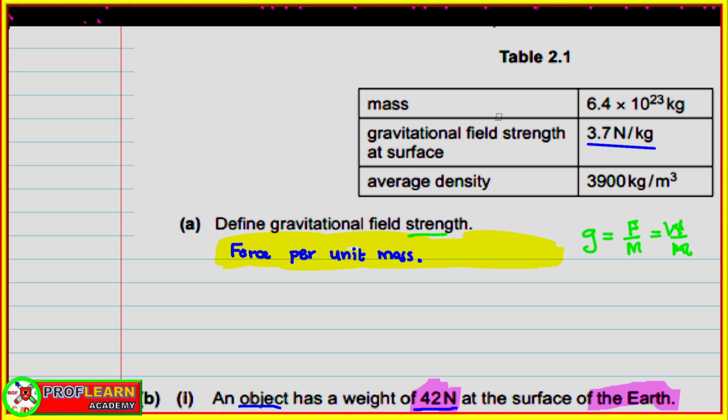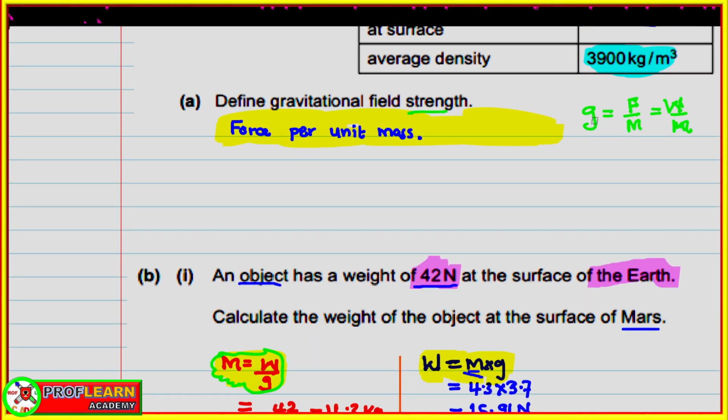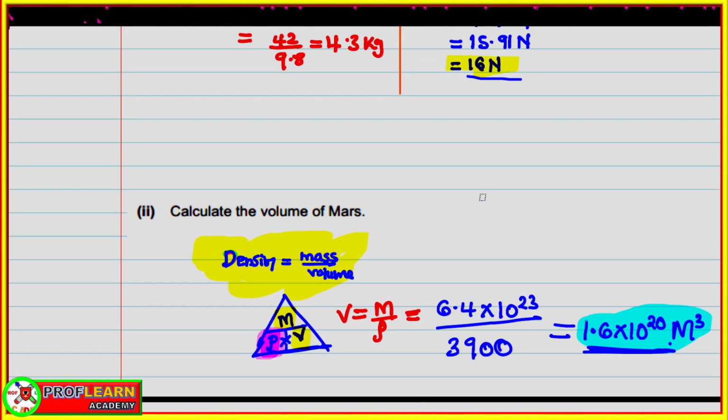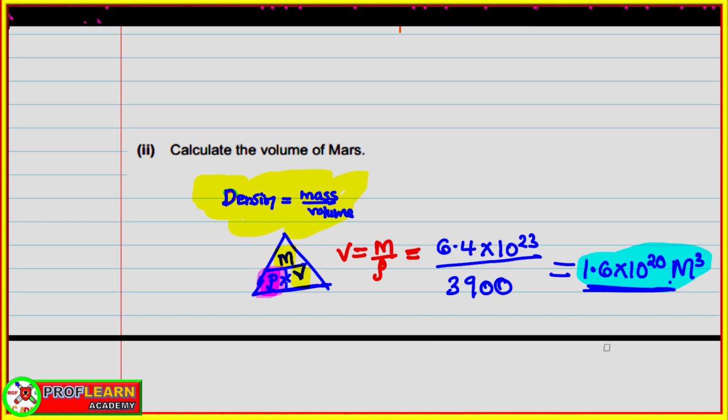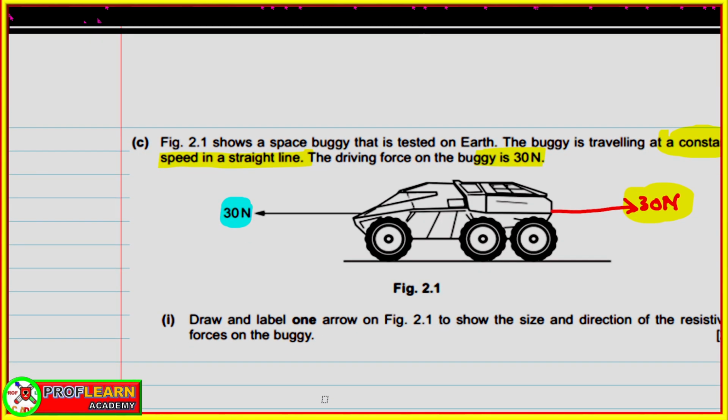In order to calculate the volume of Mars, we need to use the density, and also we need to use the mass of Mars, the planet's mass. So you must remember that density is equal to mass over volume, but to rearrange this, we'll have volume to be mass over density, and if you work it out, you are going to get 1.6 times 10 to the power 20 meters cubed.